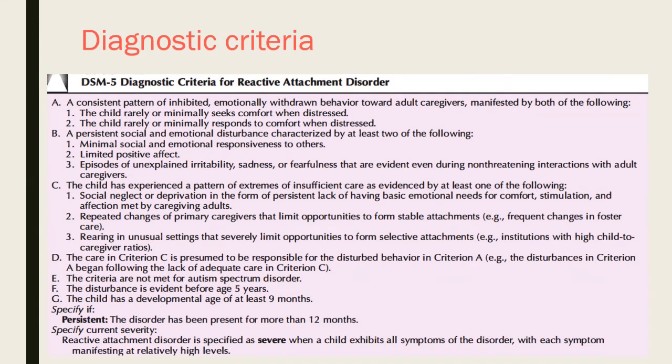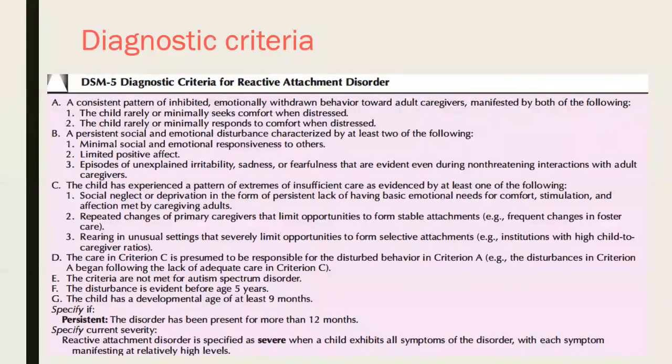And a persistent social and emotional disturbance characterized by at least two of the following, that is, minimal social emotional responsiveness to others, limited positive affect, and episodes of unexplained irritability, sadness, or fearfulness that are evident even during non-threatening interactions with the adult caregivers.